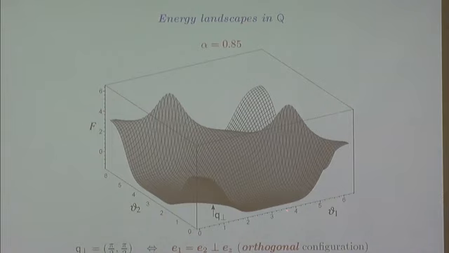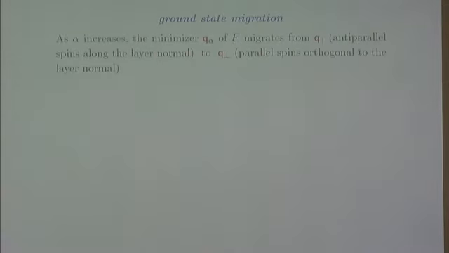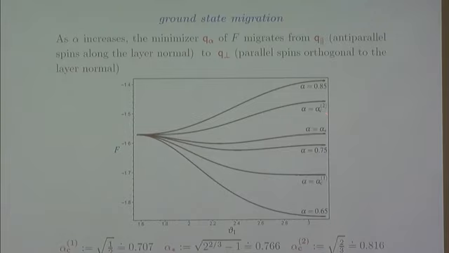Instead of the energy being minimized in the antiparallel configuration, it is minimized in the parallel configuration, but with both spins oriented on the plane of the layer. So this is a case where both angles are pi over 2, so the 2 dipoles are now parallel but orthogonal to the layer normal. And this is actually a situation that can be characterized, and this is just a pictorial way to describe this migration of the ground state, and this is precisely what happens.